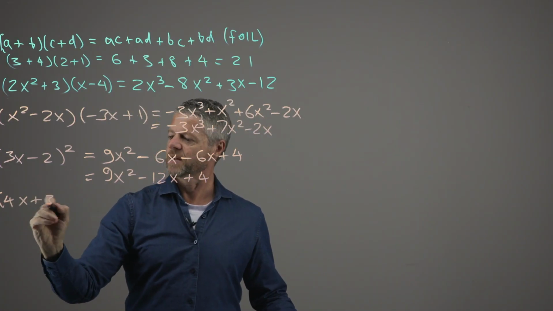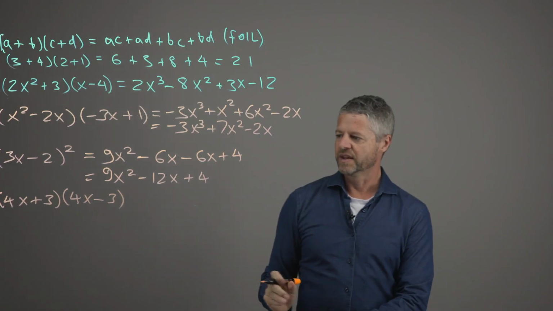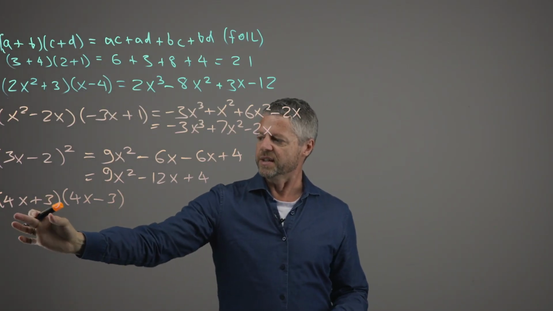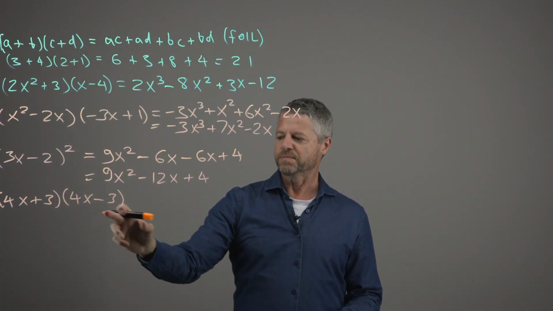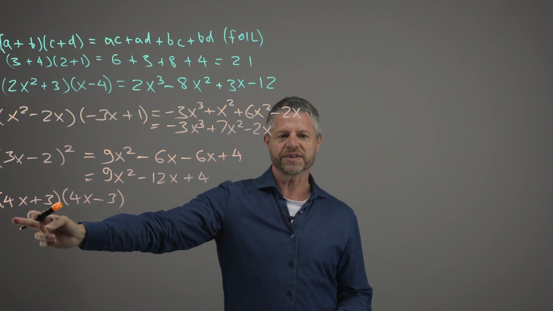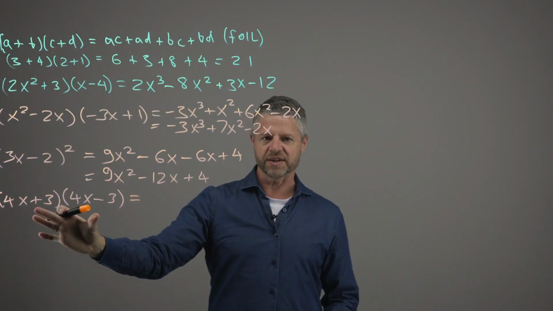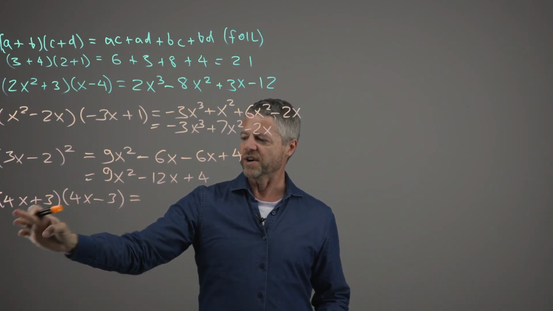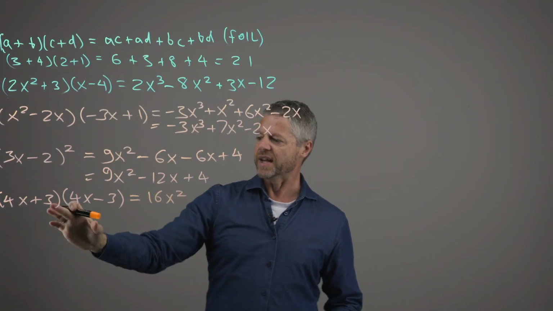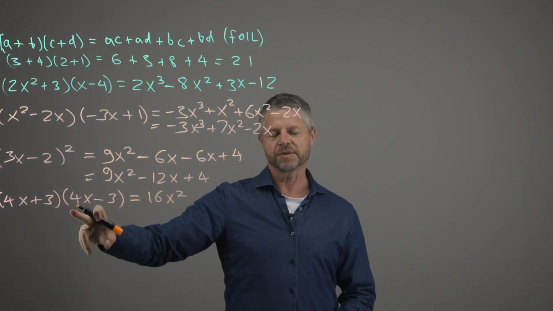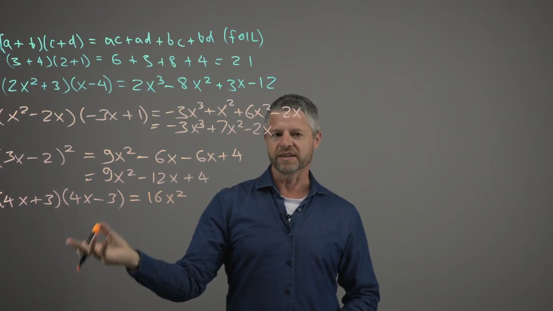4x plus 3, 4x minus 3. And you can see the pattern here. We've got 4x plus something and then 4x minus the same thing. 4x minus 3 is called the conjugate of 4x plus 3. And what happens when we have this kind of example, we'll have 4x times 4x, so we'll have 16x squared. And then we're going to have plus 3 times 4x, which would be 12x, but we've also got 4x times minus 3, so minus 12x.